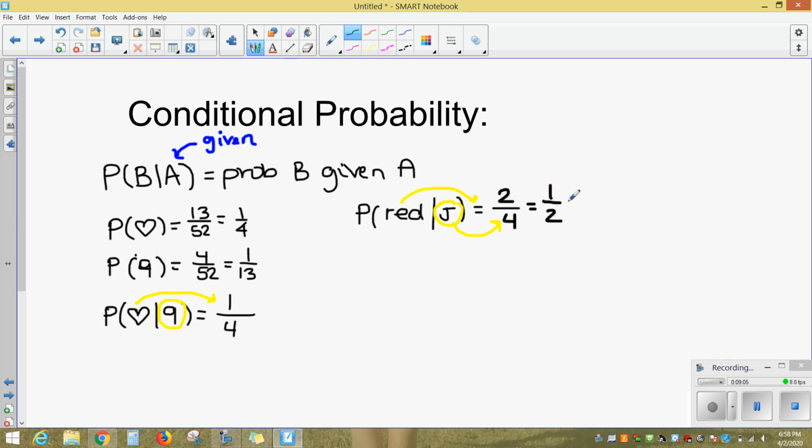So if I told you a part of it, I'd pick a card, any card, and I draw one in my hand. And you say, well, at least tell me what you're holding, and I say, hey, it's a jack. The chance that the card I'm holding is red is 50%, or a 1 in 2 chance, and a 1 in 2 chance of being black.